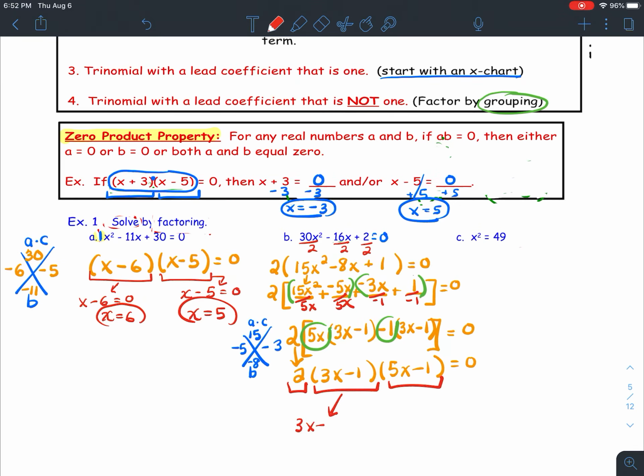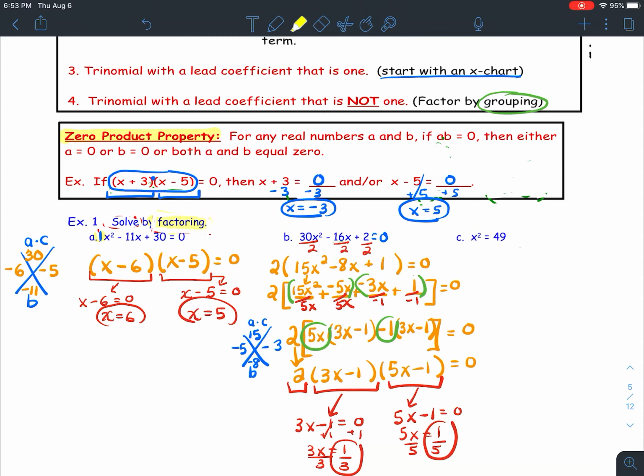Since it is an equation, we do have 3 factors. However, you're only going to set factors that have a variable in it equal to 0. So that extra constant 2, it does need to be there, but it's not going to produce an answer. Okay, and then you're just going to move the 1 to the other side, divide both sides by 3. We get one answer of 1/3, and we get another answer of 1/5. Okay. All right, let's take a look at example C.